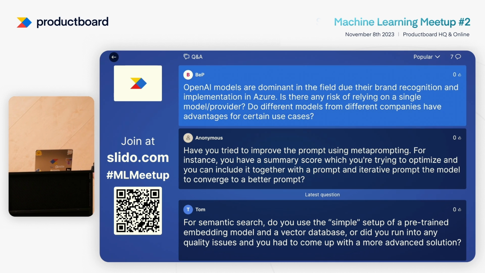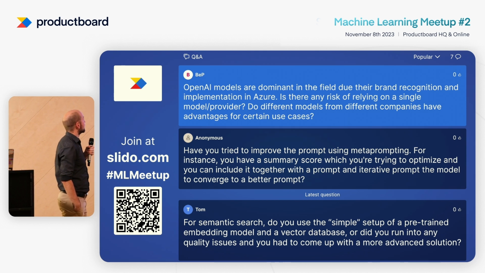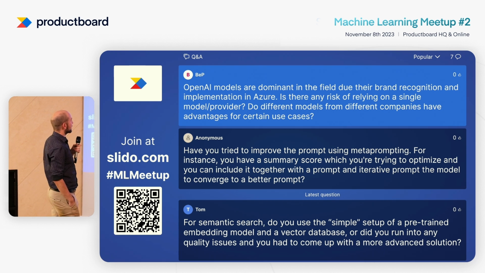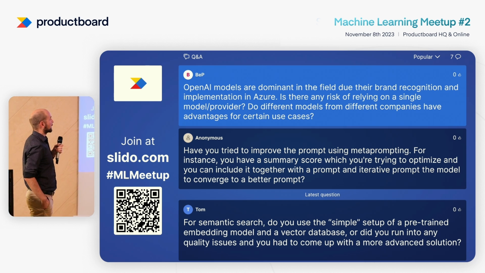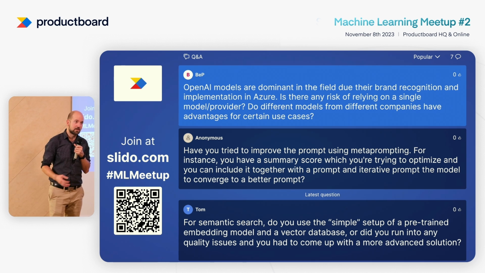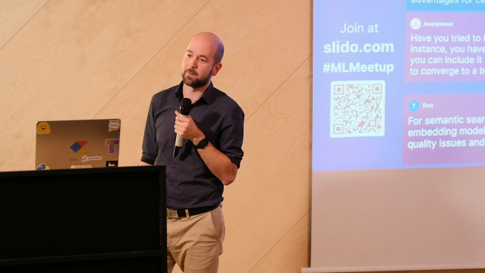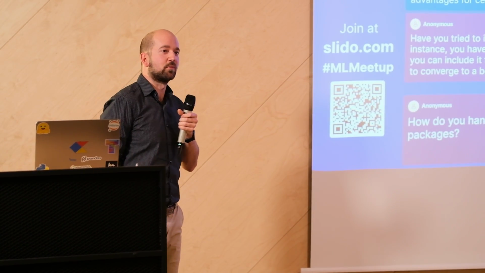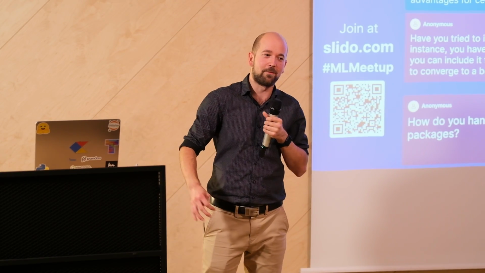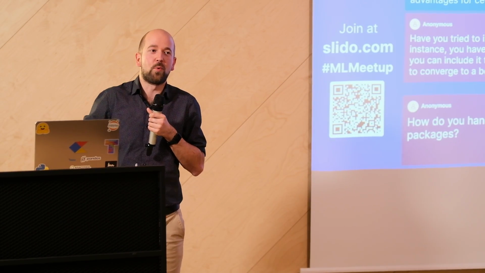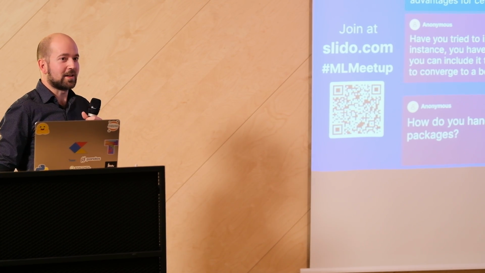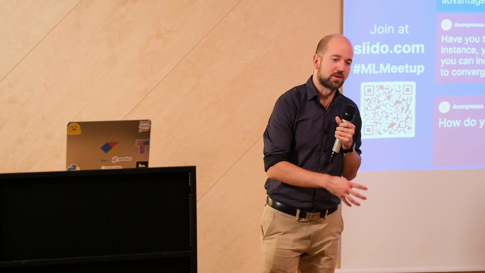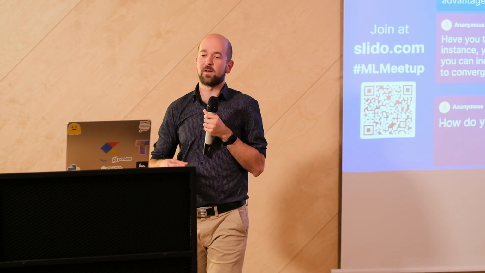OpenAI models are dominant in the field due to their brand recognition and implementation in Asia. Is there any risk of relying on a single model provider? Yes. Do different models from different companies have advantages for certain use cases? To the first question, definitely there is a risk. It was visible, for example, in the outage that happened a few hours ago. We had no backup, and if this outage lasted 2 days, we would be in problems because we don't have a backup. So it is a risk, and we have in mind a way to solve it, but it wasn't a priority for us.